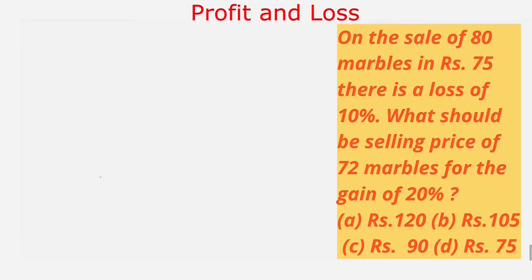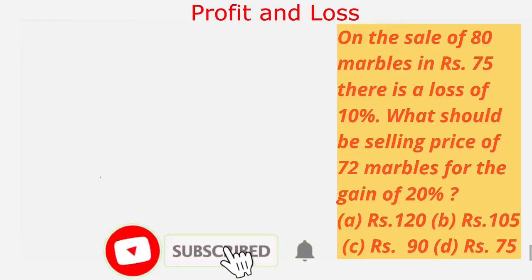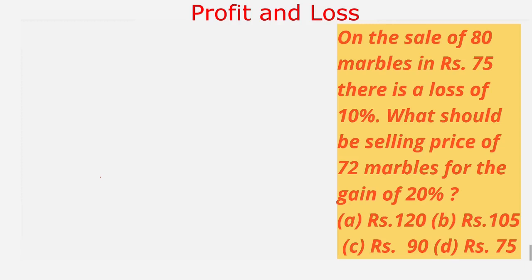We solve this question by three different methods, and you will learn how to solve this question by all these three methods, which are conventional as well as shortcut methods. First, it is given that 80 marbles are sold for rupees 75 and there is a loss of 10%. Now we have to find the amount for 72 marbles for a profit of 20%. This is a very interesting solution.